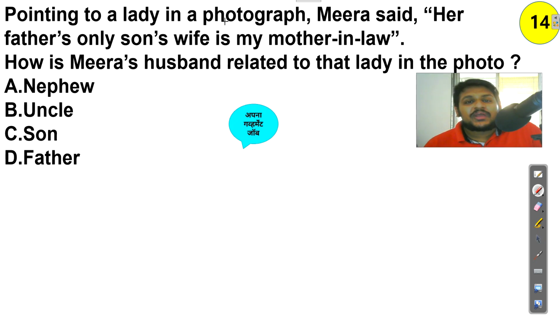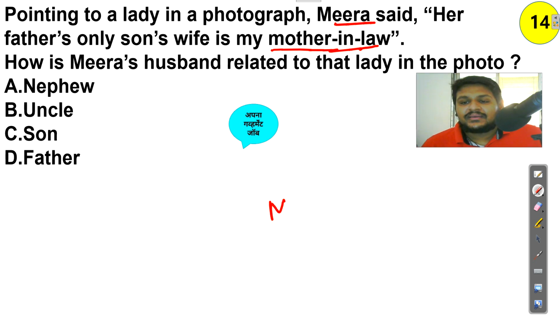Pointing to a lady in a photograph. Okay, in the photograph we are pointing and Meera is saying something. Now see what Meera is saying: her father's only son's wife is my mother-in-law. So Meera is telling someone that she is my mother-in-law.